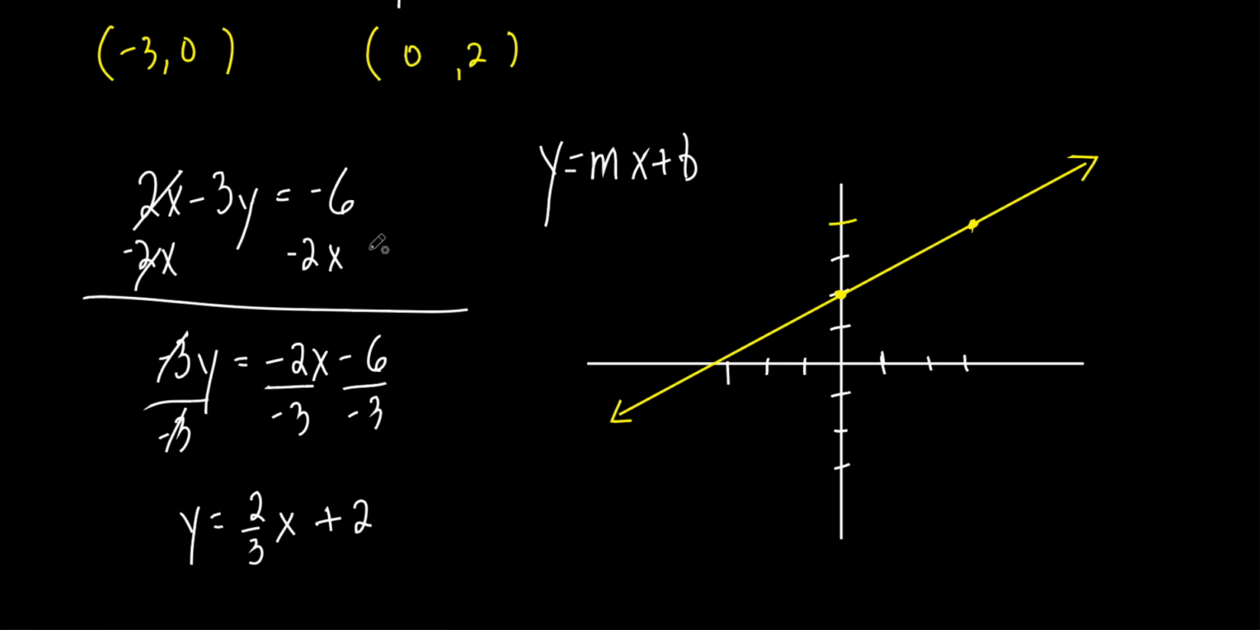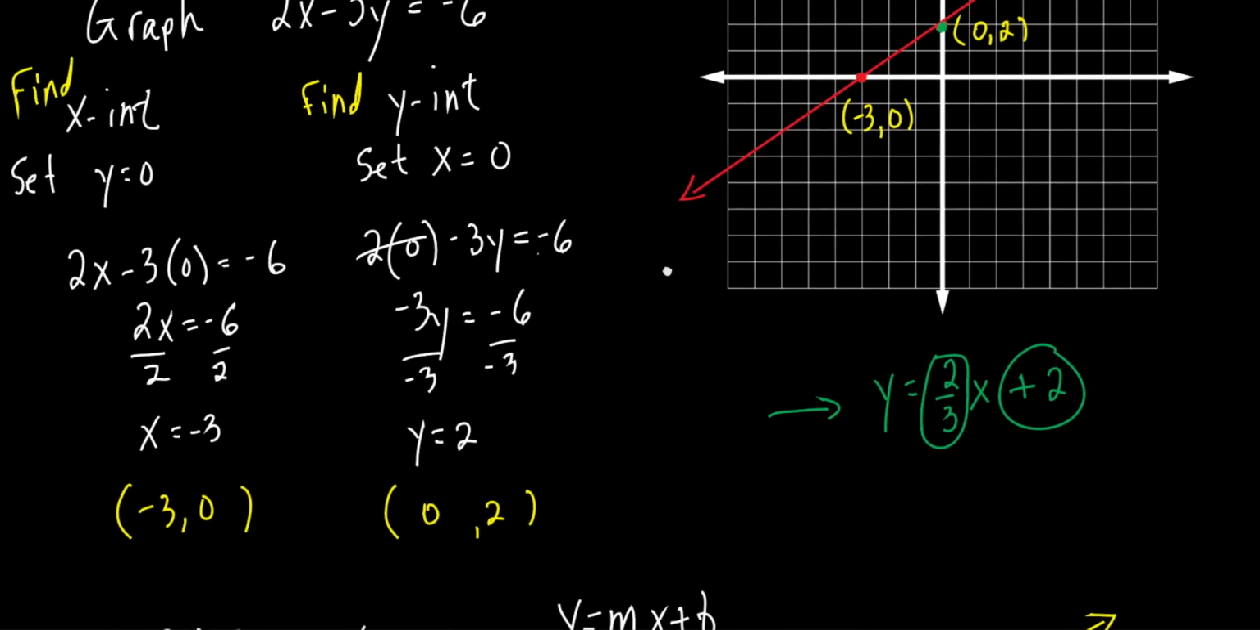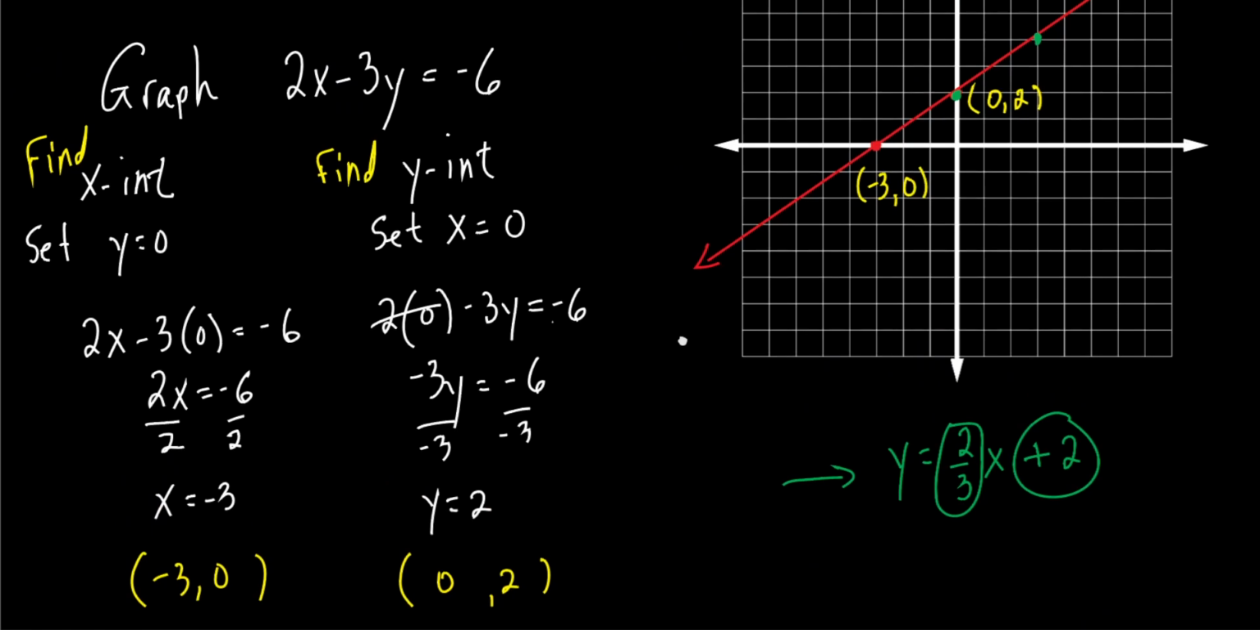So, I don't know, what would you like? What do you prefer? Do you prefer solving for y and then graphing the y-intercept and then the slope? Or do you prefer finding the x-intercept and the y-intercept, putting the 2 dots and connecting them? I don't think either of them is any worse or better than the other one.